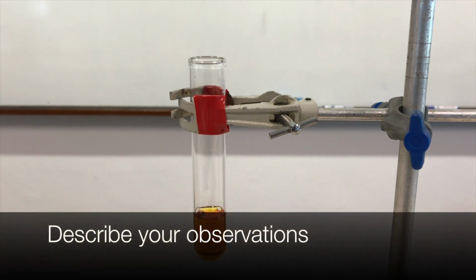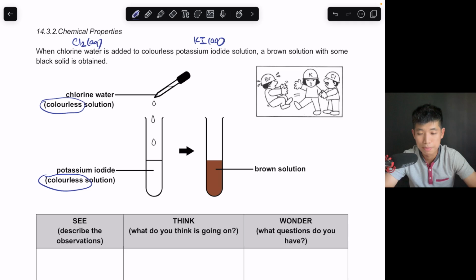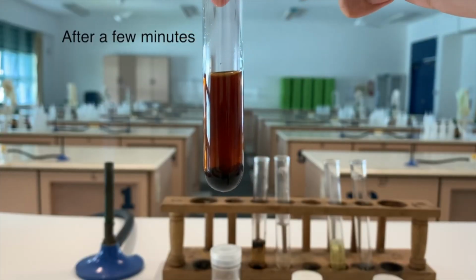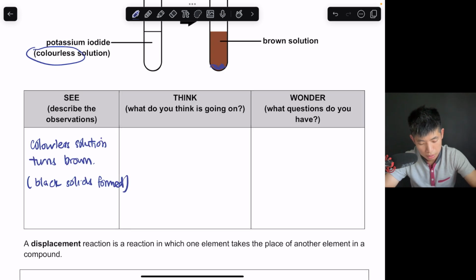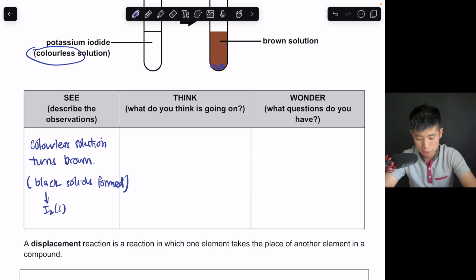Why does it turn brown? It is because iodine is being formed. And iodine itself has quite a low solubility in water. If there is a lot of iodine, you do notice some deposits of black solids at the bottom of the tube. Colorless solution turns brown. It's also possible to see some black solid form depending on the amount of iodine that you have produced. What do you think is going on?